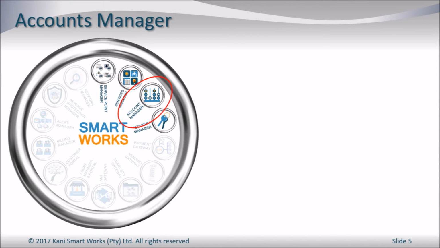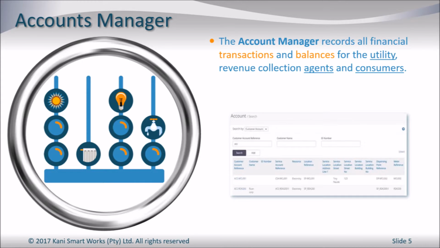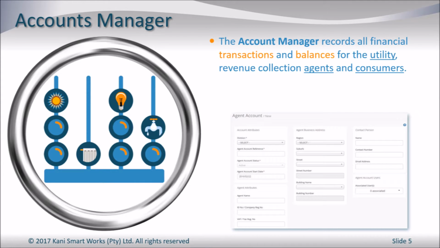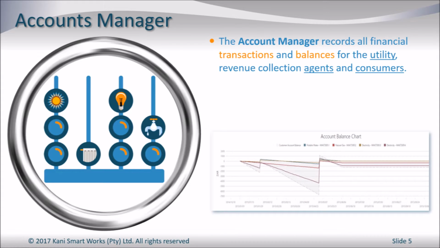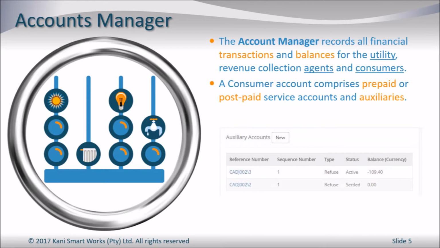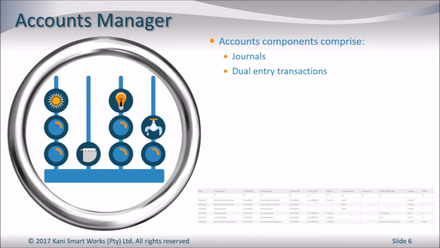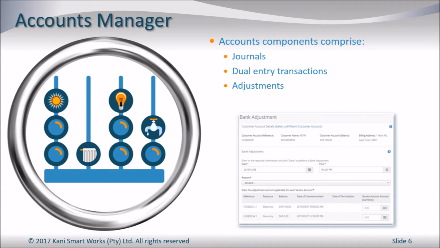The Account Manager records all financial transactions and balances for both the utility, revenue collection agents, and consumers' accounts. A consumer account comprises prepaid or postpaid service accounts as well as auxiliaries. Appropriate accounting principles are followed by storing dual entry transactions as well as journals for each financial transaction that takes place. Auditable financial adjustments are provided to correct the over or under collection of payments, readings, or auxiliaries.